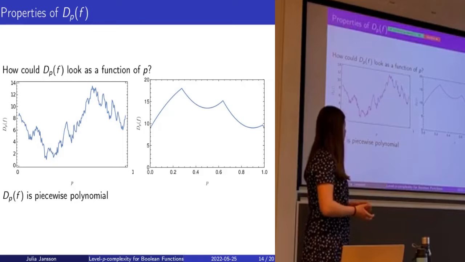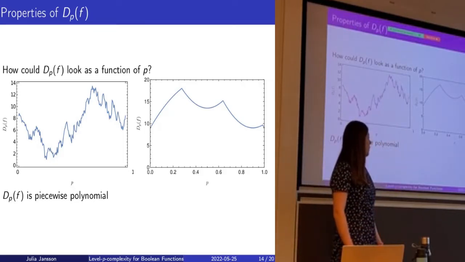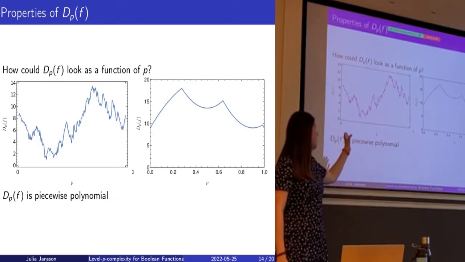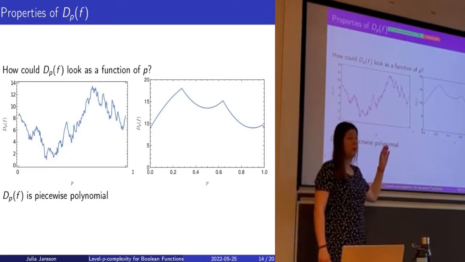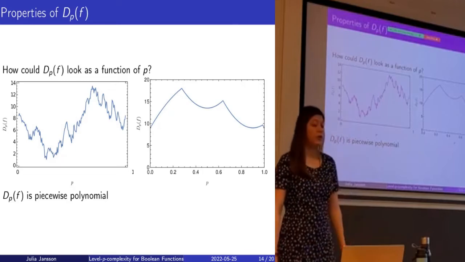And this means that probably the right graph is more likely to be the level P complexity, because the first one is nowhere differentiable. So then we would have a lot of intersections of different polynomials. But the second one seems to be the combination of 3 different polynomials.